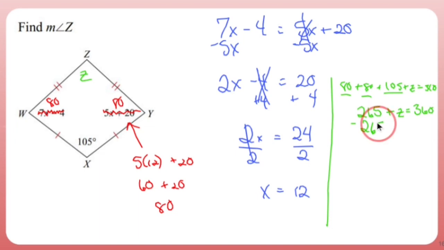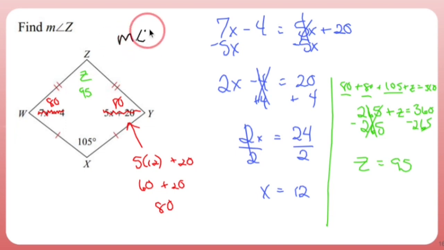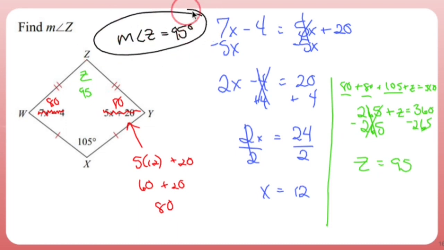Subtract 265 from both sides. Z equals 95. So after all of this, I can finally say that the measure of angle Z is 95 degrees. This one required a little bit of extra thought, but these are the types of problems that I love. You have to look at what you have, figure out what you have to do, and sometimes it's not as simple as doing one mathematical process. In this case, we had to do 3. But it was great, and it was fun.